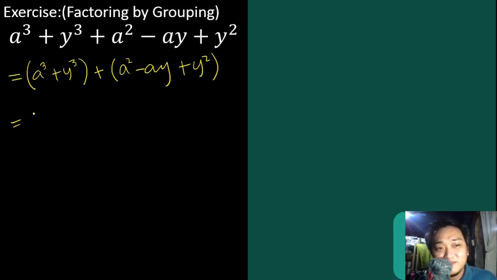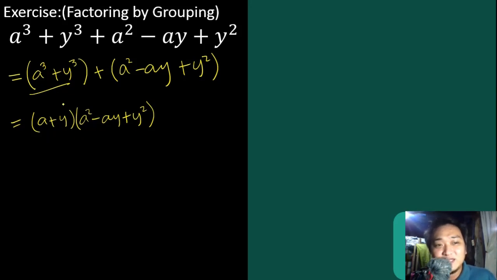So, the factor will be A plus Y times the quantity A squared minus AY plus Y squared. O again, pag positive dun sa binomial, negative sa middle term ng trinomial. Plus, kasi pinactor lang naman natin to. Ito yun di ba? Pinactor lang naman natin siya. Plus, copy natin. Copy A squared minus AY plus Y squared. Walang nagbago sa kanya.